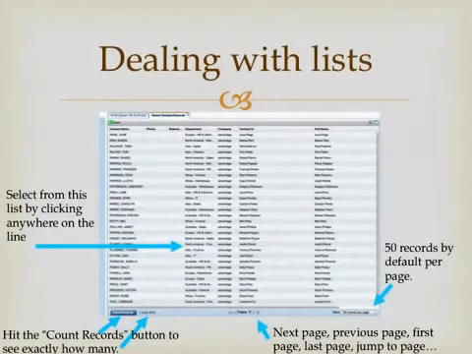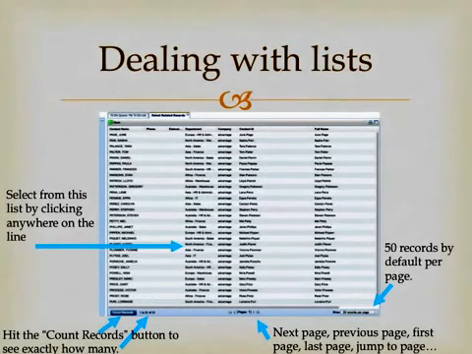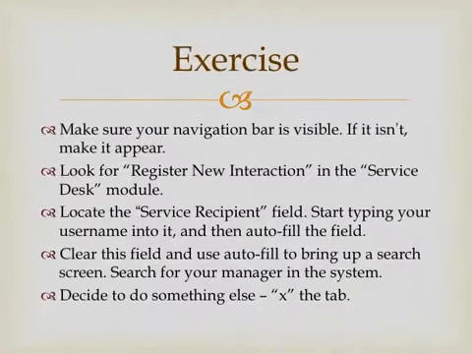If you're presented with a list, the list will look something like this. It may not show all the records. In fact, by default, it will only show the first 50. If you want to show more than that, you'll see that there's a little pull-down menu to the right, bottom of the screen. You'll also see that there's a fast forward and rewind, next page, previous page in the middle. You can hit the Count Records button to see exactly how many records there are, even if there are more than 50.